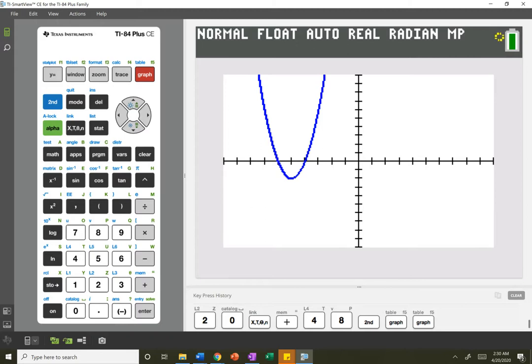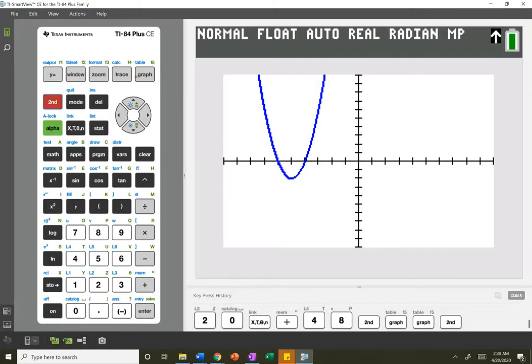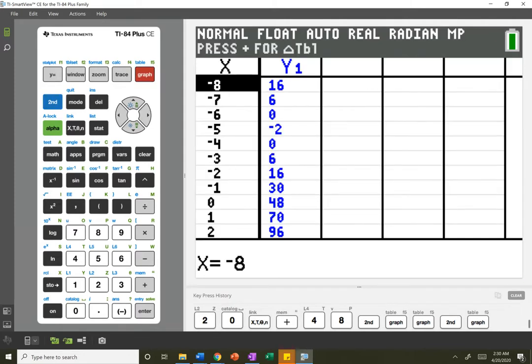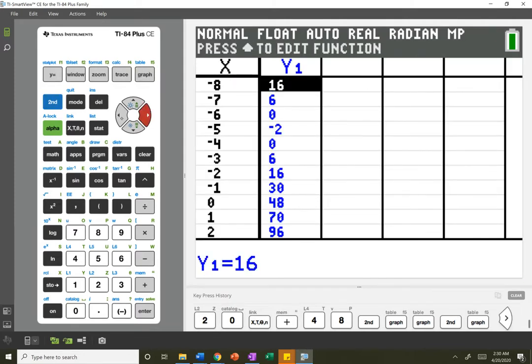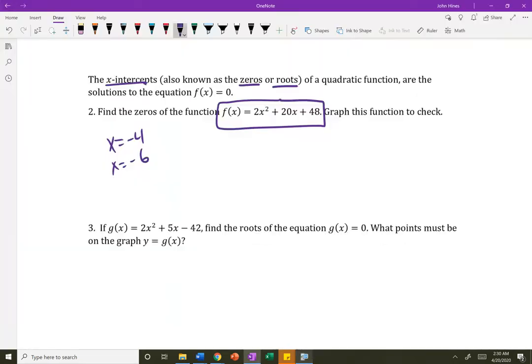I can already find my zeros just by looking at the graph. Where do I hit the x-axis? Well, 1, 2, 3, 4, -4 and -6. So the zeros are -4 and -6. I could go to my table, second table, find the matchy-matchy, make sure everybody matches up. That's what I have to do when I work with parabolas, x squares. Where are my zeros? -4 and -6. When do I equal 0? Those are my zeros.